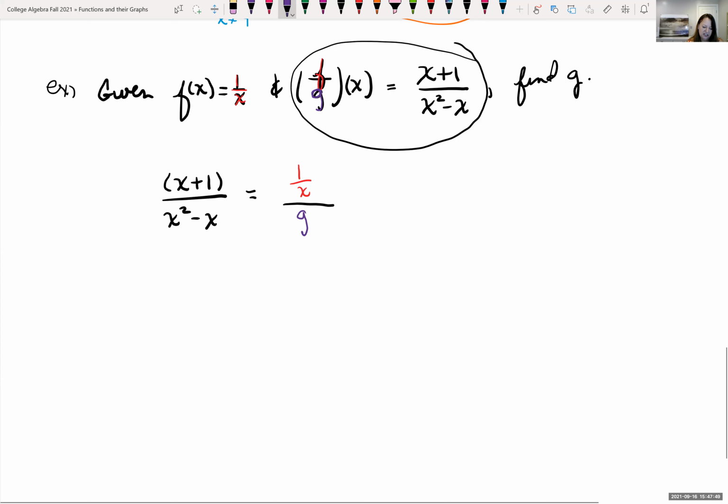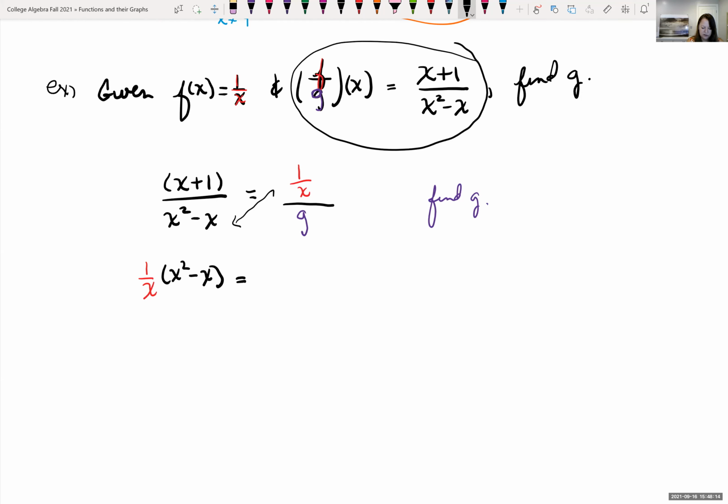So we're trying to find g. We have a fraction equal to a fraction, so we could do cross multiplication if we'd like. If I do that, I get 1 over x, all times x squared minus x, is equal to my function g, all times x plus 1.